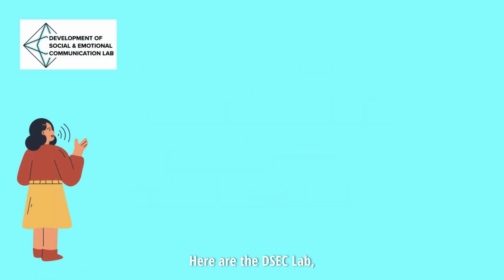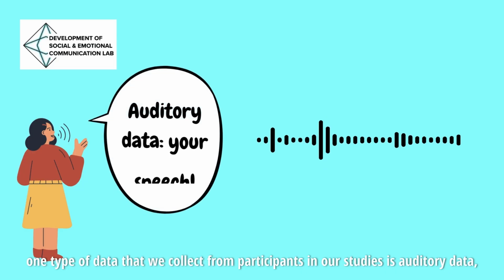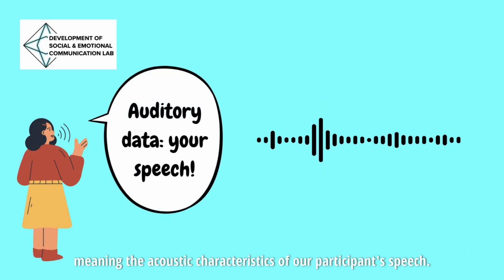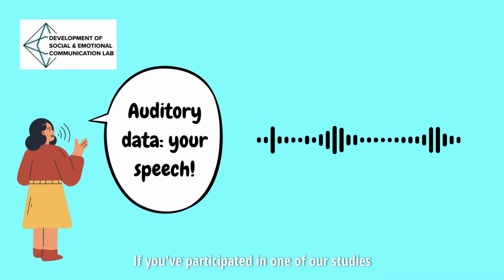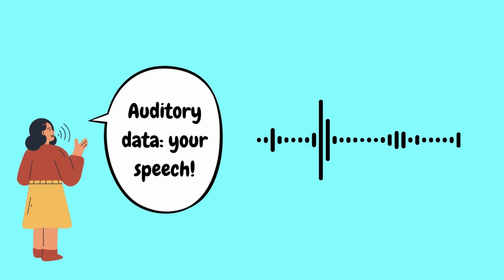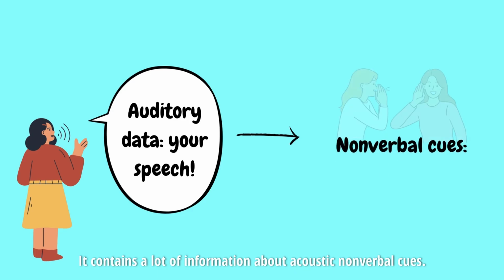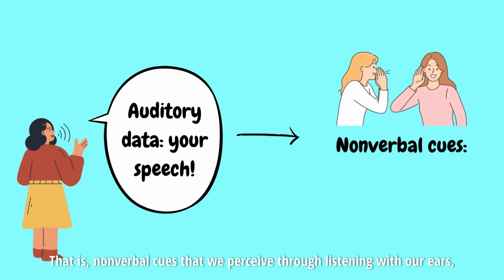Here at the DSEC Lab, one type of data that we collect from participants in our studies is auditory data, meaning the acoustic characteristics of our participants' speech. If you've participated in one of our studies before, this could be your speech data. Why do we care about looking at speech data? It contains a lot of information about acoustic nonverbal cues, that is, nonverbal cues that we perceive through listening with our ears, such as pitch, intensity, and speech rate.